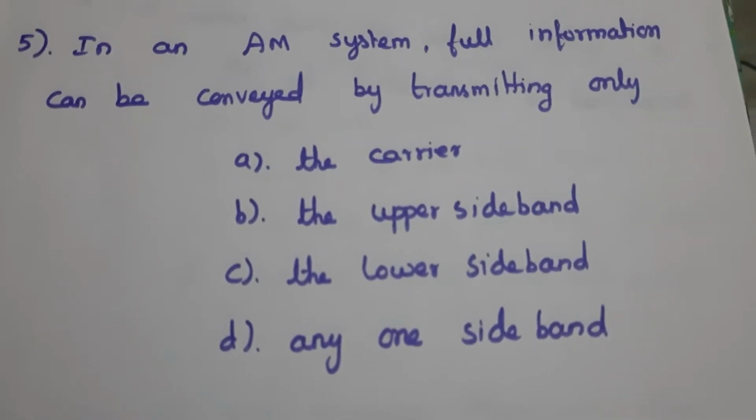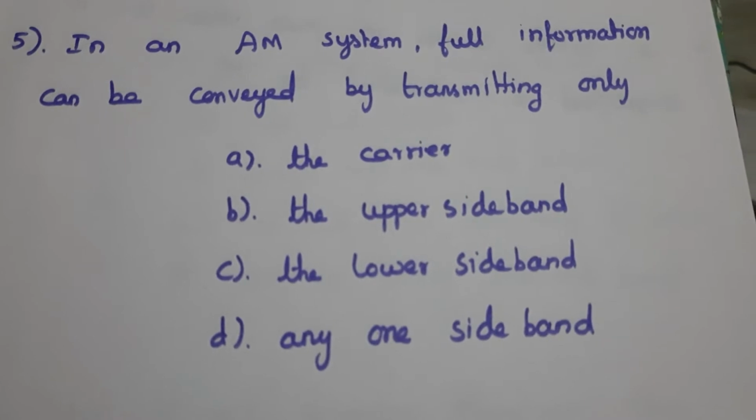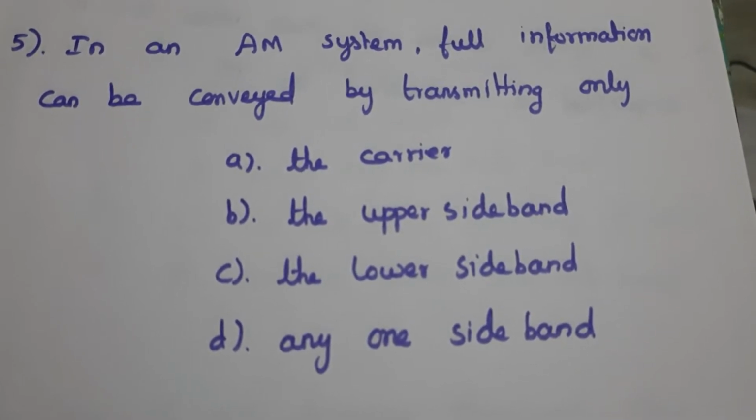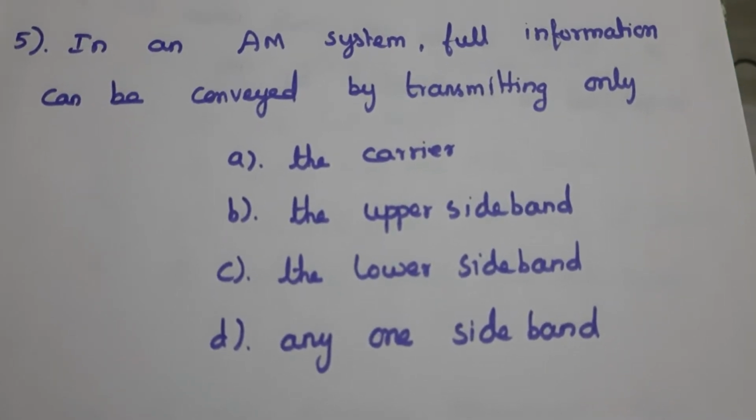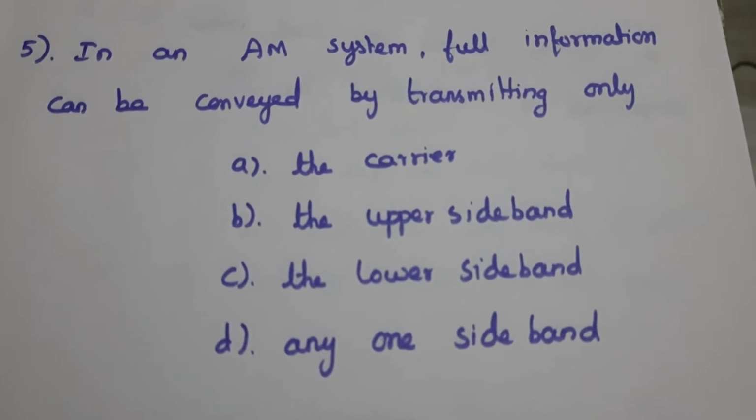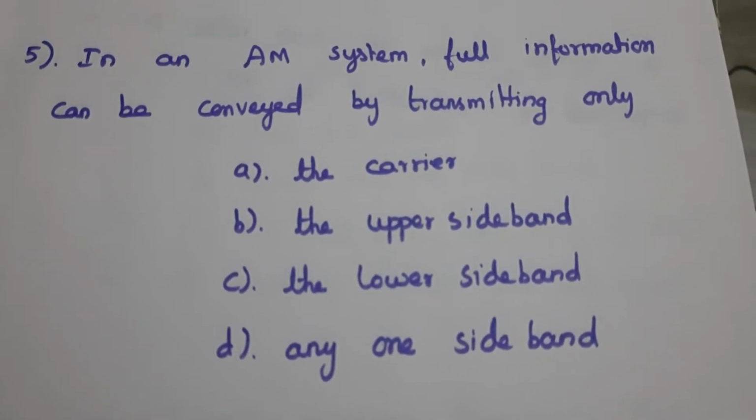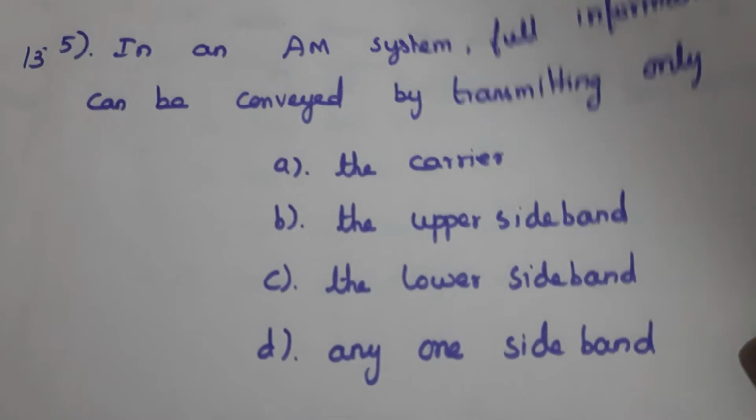Fifth question, in an AM system, full information can be conveyed by transmitting only. Find the correct one.